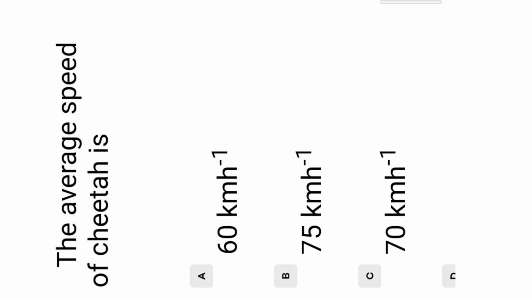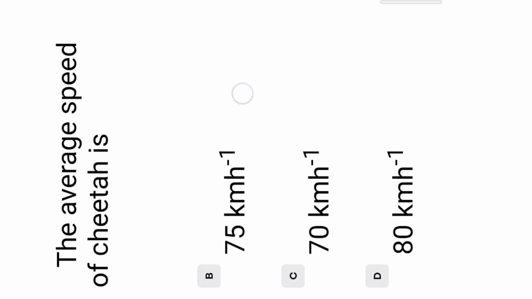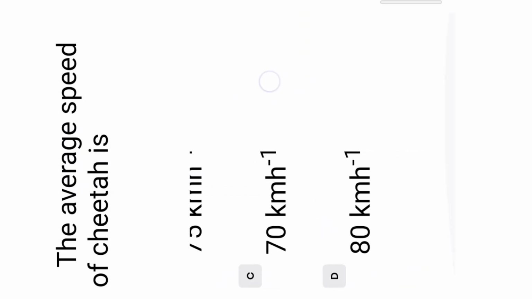The average speed of cheetah is A 60 km per hour, B 75 km per hour, C 70 km per hour, D 80 km per hour. It is 70 km per hour.